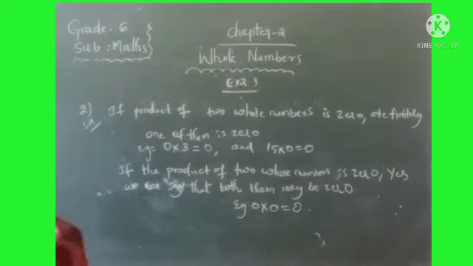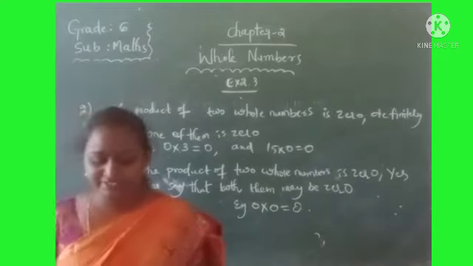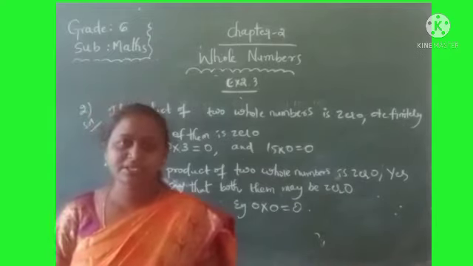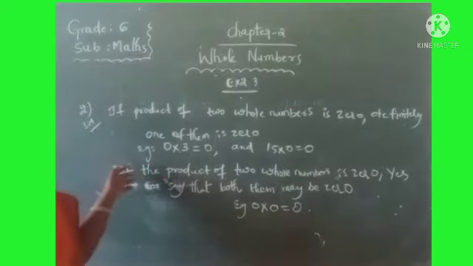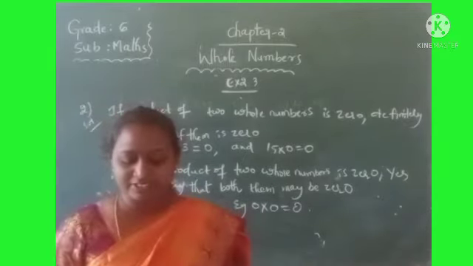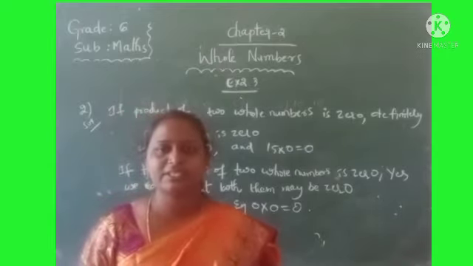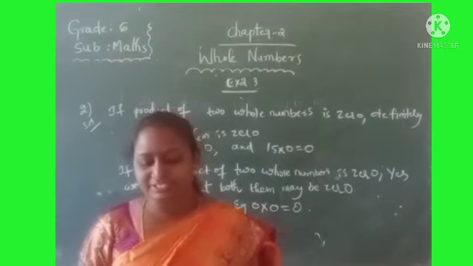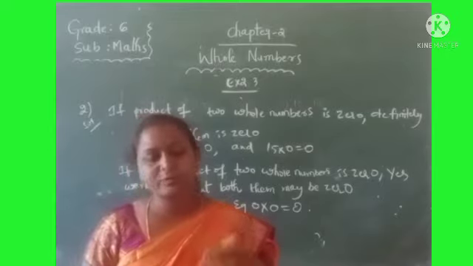Okay, come to the third question. If the product of two whole numbers is 1, can we say that one or both of them will be 1? Justify through example. Same procedure. Here they are asking about the product of two whole numbers. You have to show the product of two whole numbers is 1. Can we say that one or both of them are 1?